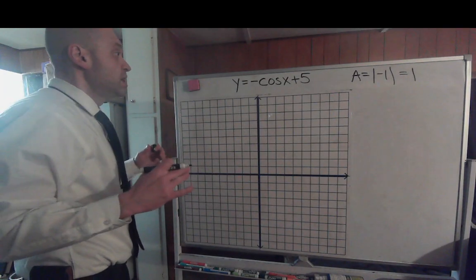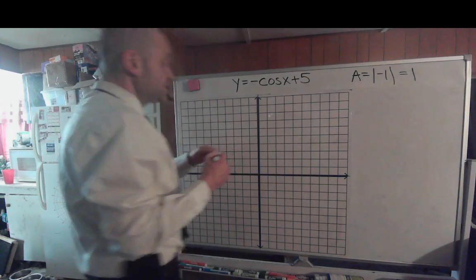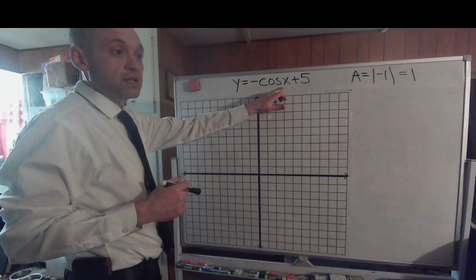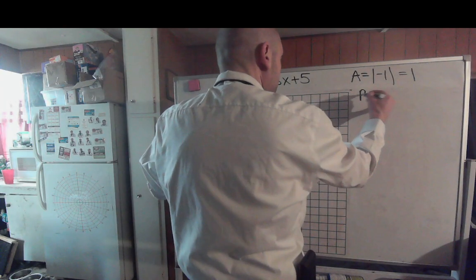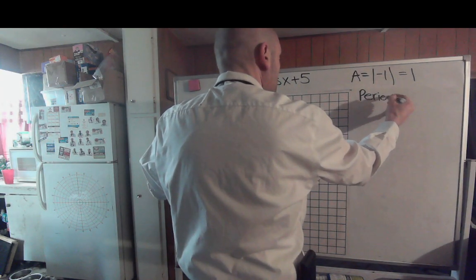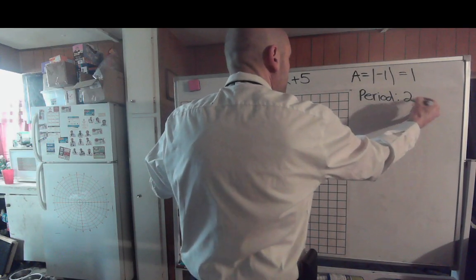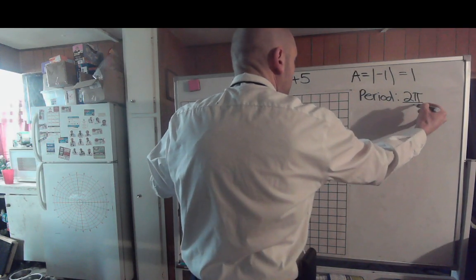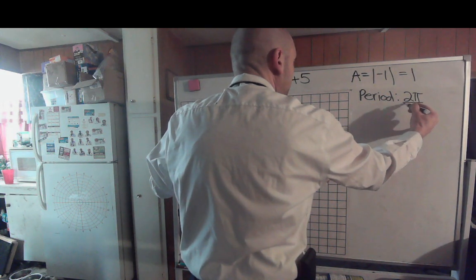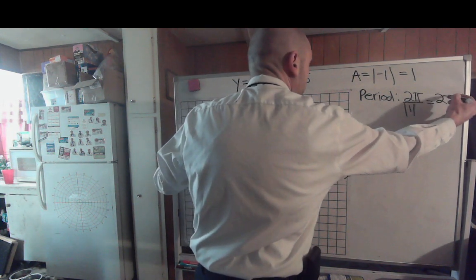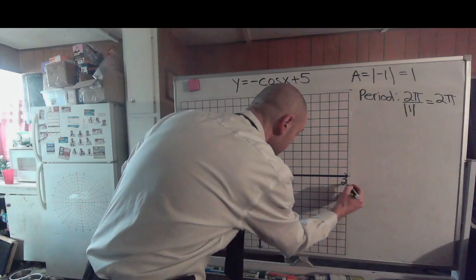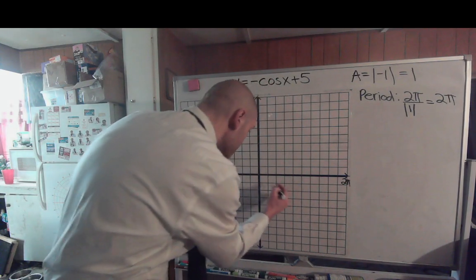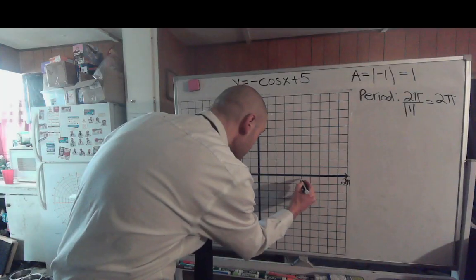Now, let's find the period. So what's the coefficient on the x? It's still 1, right? So the period would be 2 pi over the absolute value of 1, which would just give you a period of 2 pi, right? So that helps you. In fact, since we know the period is 2 pi, why don't we go ahead and start labeling our points?